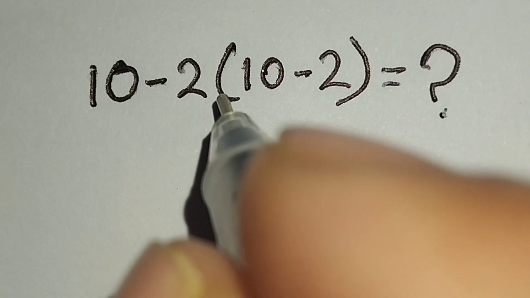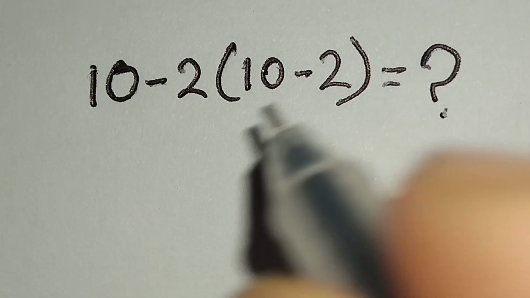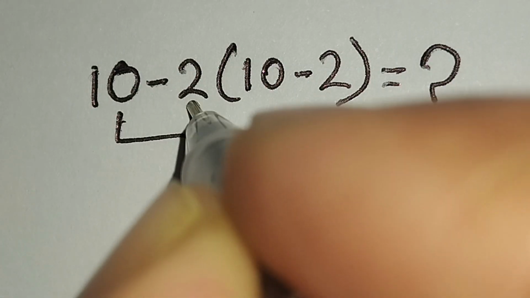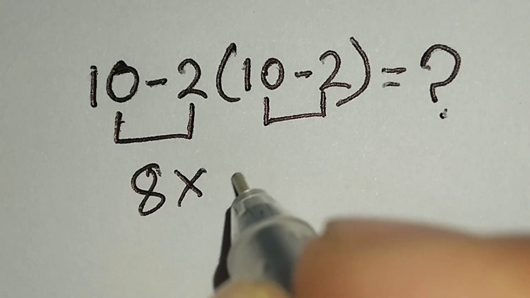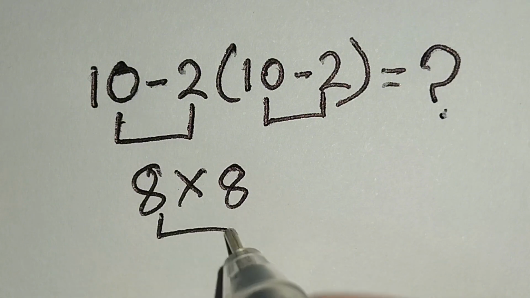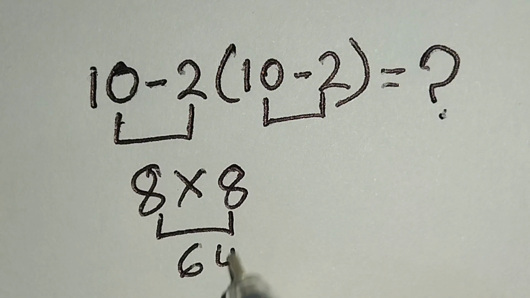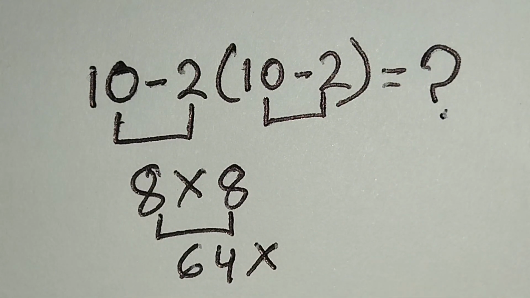10 minus 2 bracket 10 minus 2 equal what? Here 10 minus 2 gives us 8. Multiply this 10 minus 2 gives us 8. 8 times 8 gives us 64. But this answer is not correct.